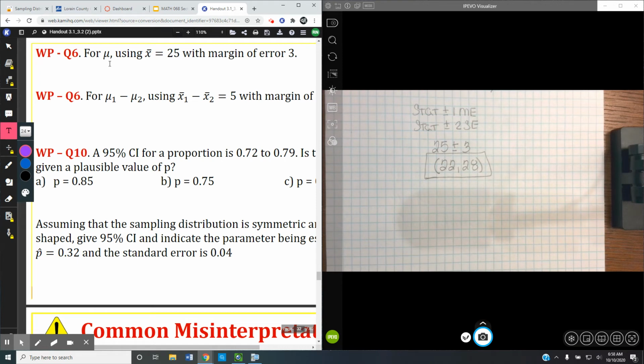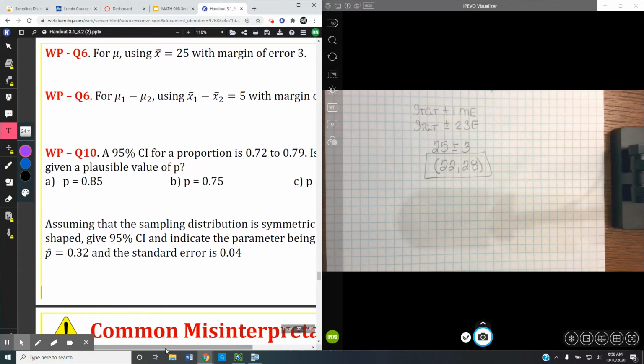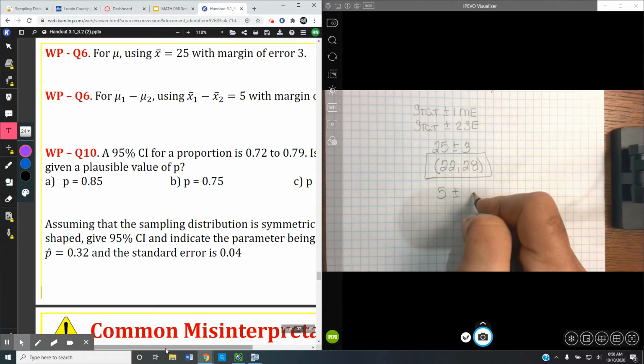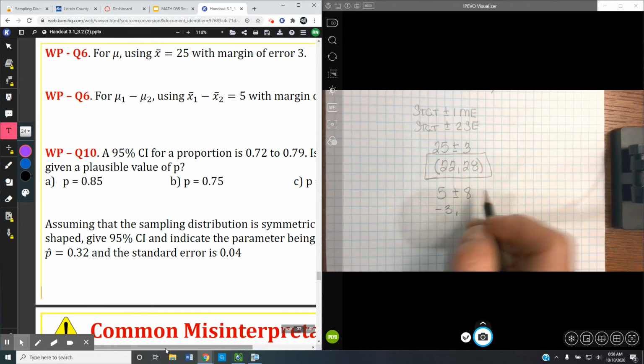Next one. Wiley P-6Q says the same thing. For mu1 minus mu2, so difference in mean values, using x bar 1 and x bar 2, because you have to use x bar 1 and x bar 2 because that's the statistic for that. I got to scoot over a little bit. It says with a margin of error of 8. Okay, well, margin of error of 8 means that we're going to take 5 plus or minus the margin of error of 8. You can see that for the negative of the 8, we're going to get a minus 3. And for the plus value, we're going to get a 13.